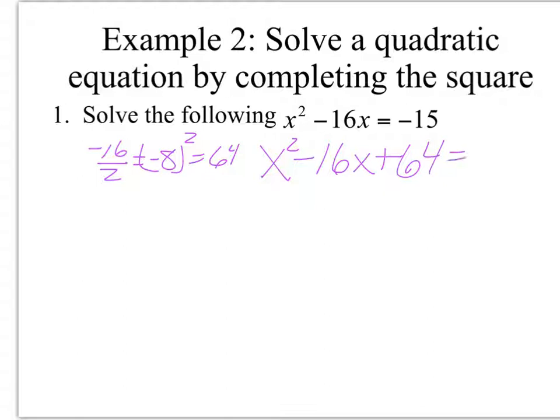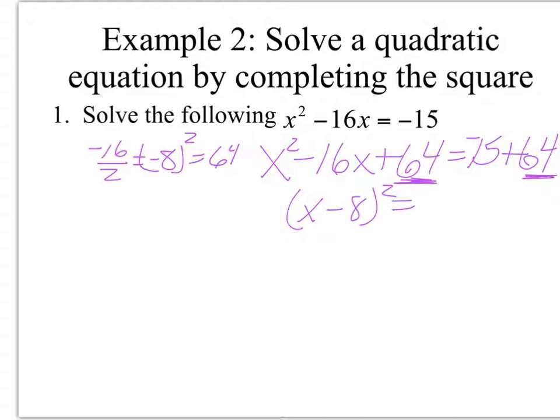This time we have an equation. And if you remember, one of the big rules of equations is whatever I do to one side, I have to do to the other. So if I'm going to add 64 to the left-hand side to get my trinomial, I also have to add 64 to the right-hand side. And this is why it's important that we actually square it, because that squared value is what has to be added to each side. My left-hand side is going to break down into x minus 8 squared.